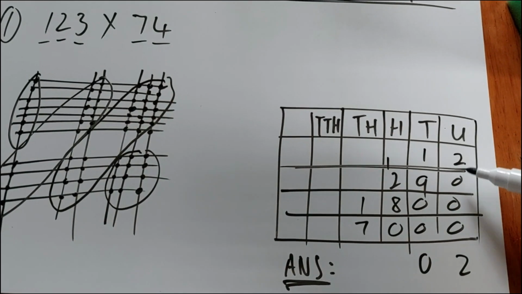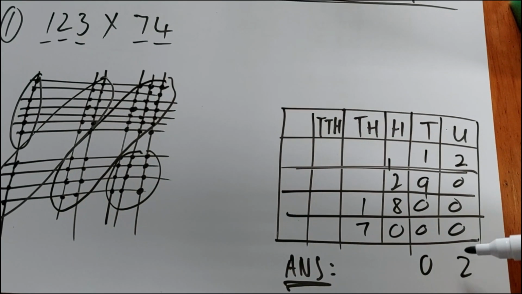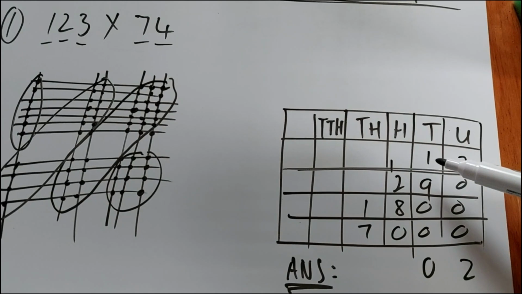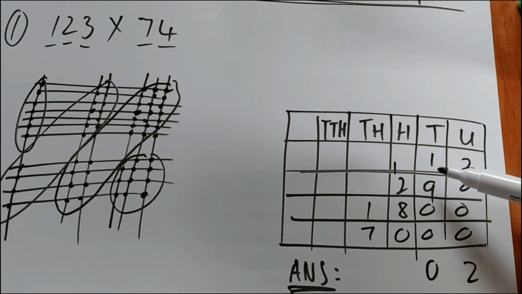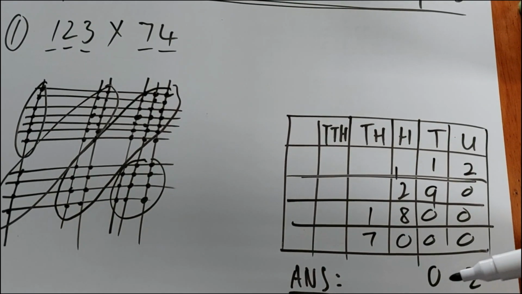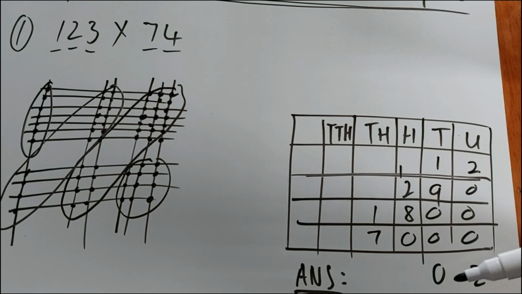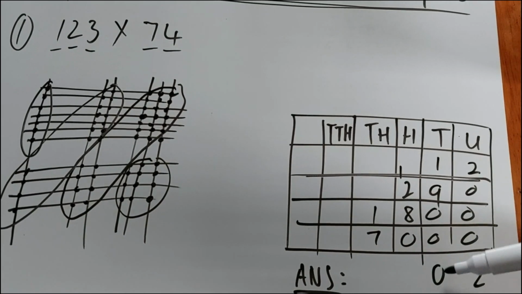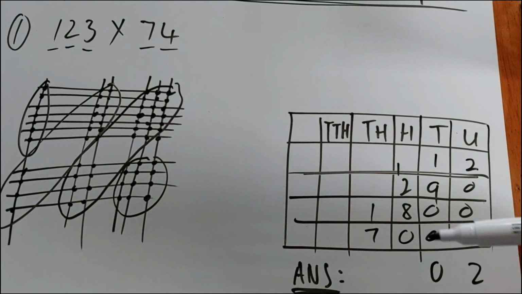We add 2, 0, 0, 0. We write 2 down. We add the tens: 1 plus 9 plus 0 plus 0 is 10. We don't write 10 down. We write 0 and carry 1.